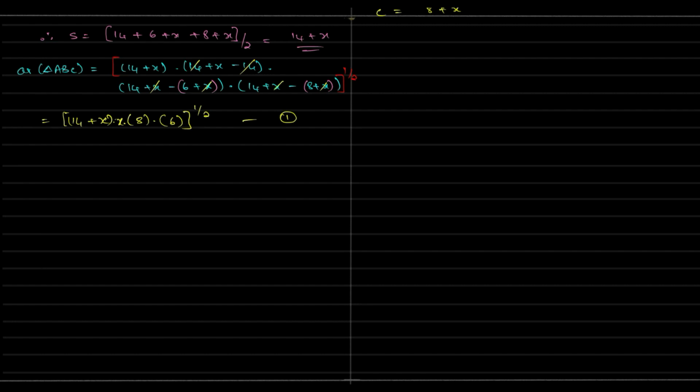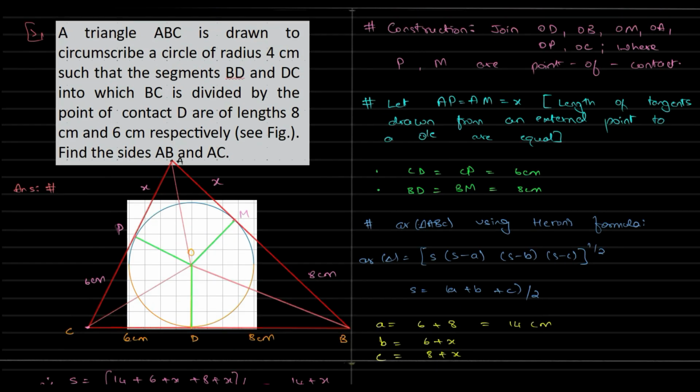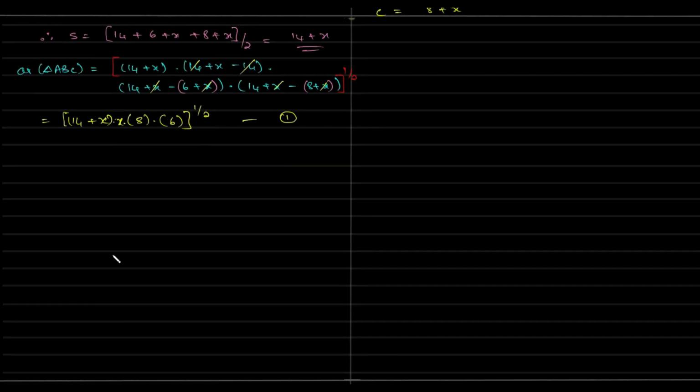Next, we have to find equation 2. Where will we get the equation 2? So we'll get it with the help of this concept, that is area of triangle ABC is made up of 3 triangles, triangle 1, triangle 2, and triangle 3. So we have 1, 2, and this is 3. Okay, so it's a combination of 3 triangles, is it not?